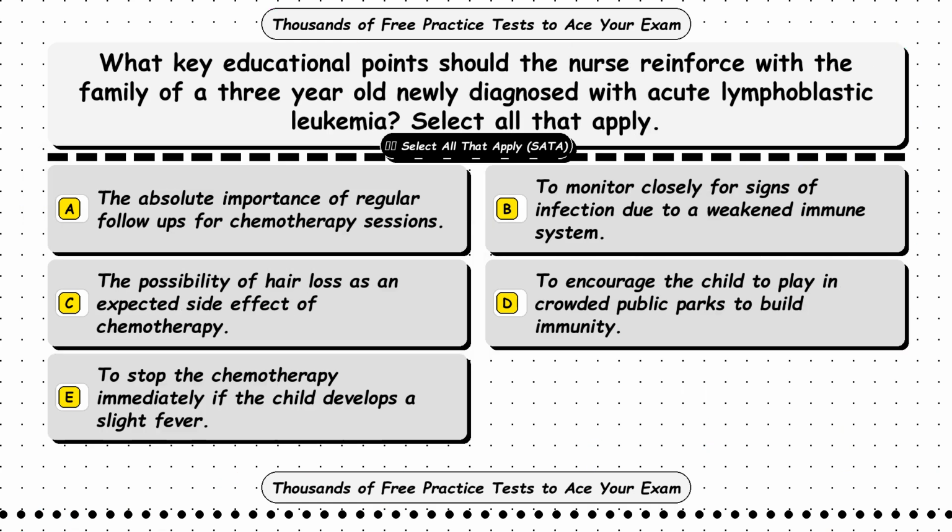Question 20. What key educational points should the nurse reinforce with the family of a 3-year-old newly diagnosed with acute lymphoblastic leukemia? Select all that apply. Option A. The absolute importance of regular follow-ups for chemotherapy sessions. Option B. To monitor closely for signs of infection due to a weakened immune system. Option C. The possibility of hair loss as an expected side effect of chemotherapy. Option D. To encourage the child to play in crowded public parks to build immunity. Option E. To stop the chemotherapy immediately if the child develops a slight fever.